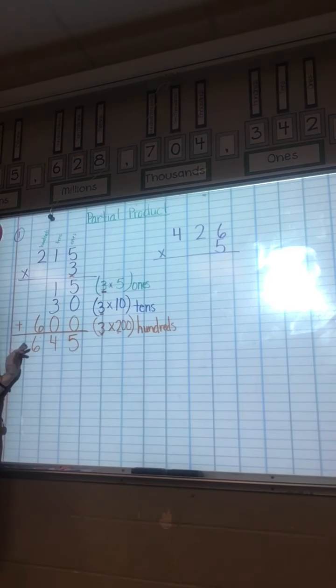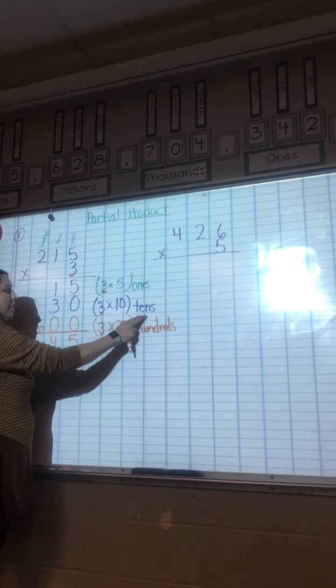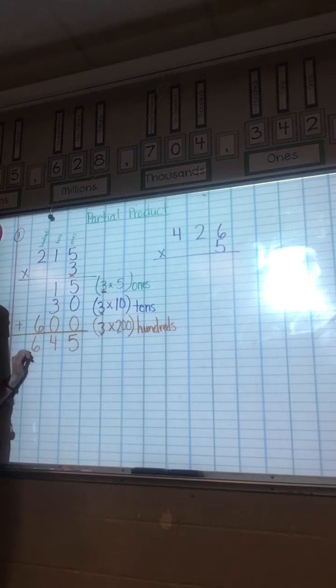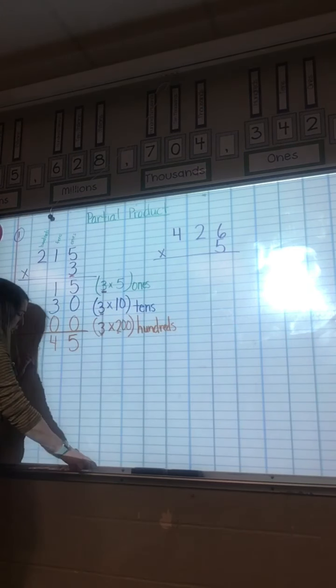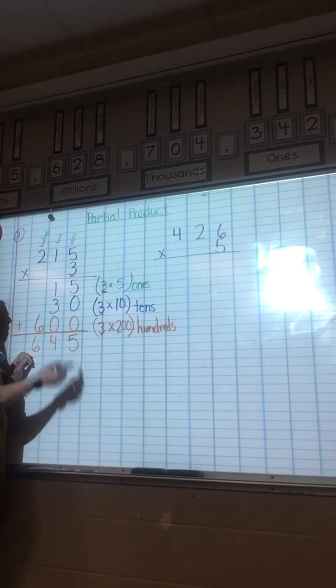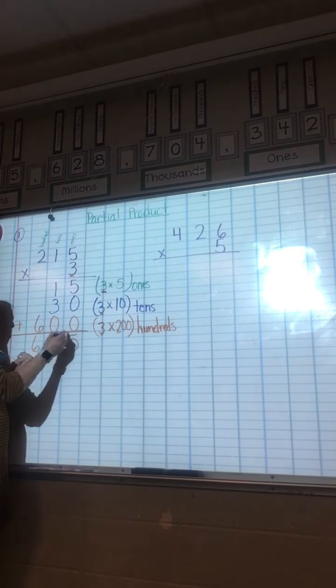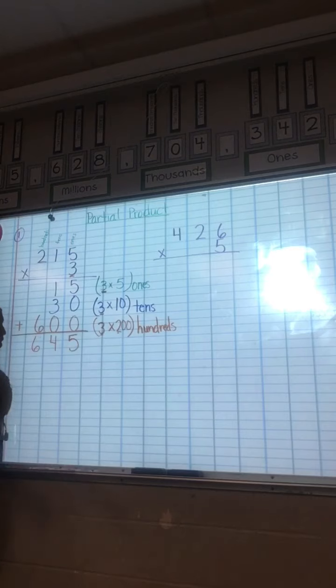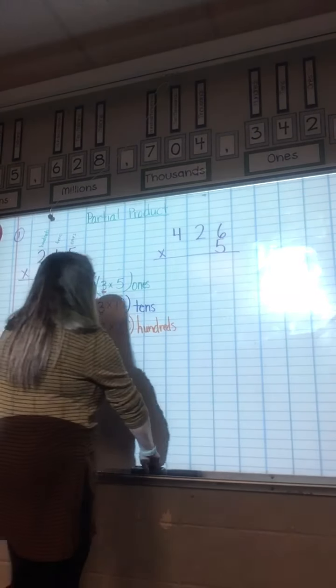But sometimes for some of us, and how my brain thinks, partial products make sense to me. And so it's just another way to think of when you multiply. Okay? And remember, in standard algorithm, sometimes when you're multiplying by multiple digits, you want to underline those. Okay? So let's move on to our next problem.